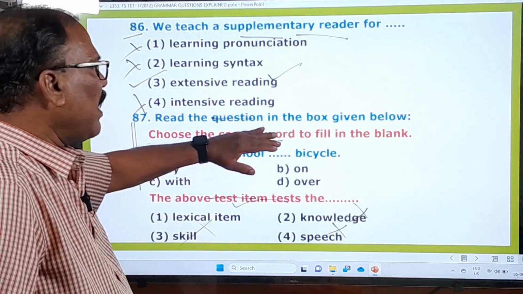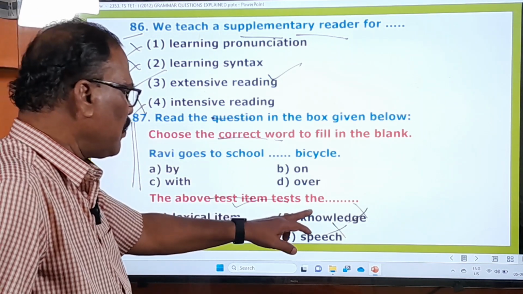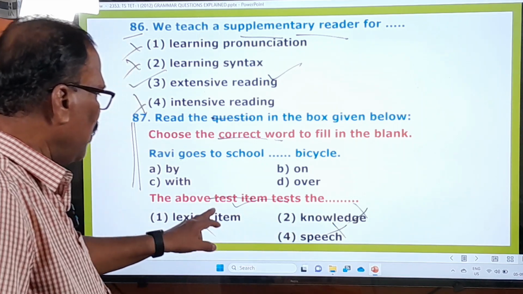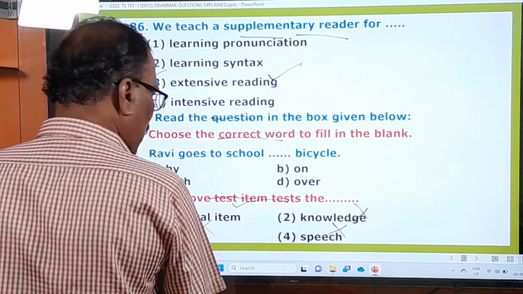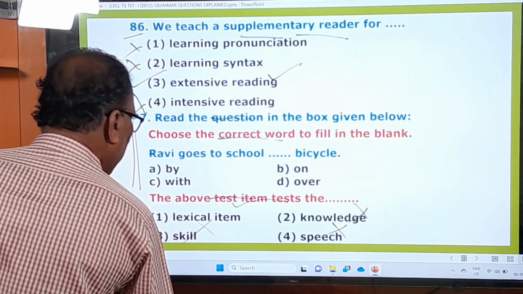So choosing the right word is a lexical item, not a knowledge item, skill item, or speech item. Only this one. That's why this is the right answer, and these are not the right answers. Okay, now let's go to the next question.